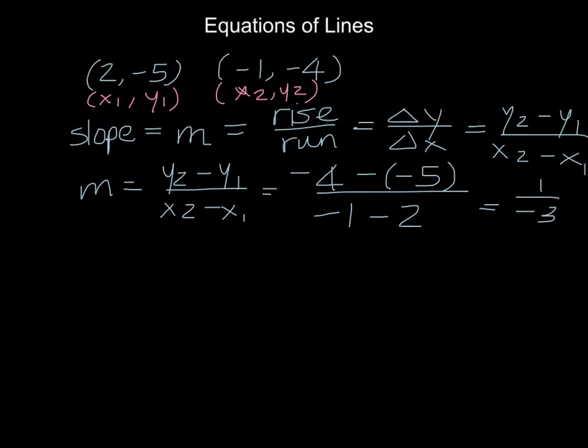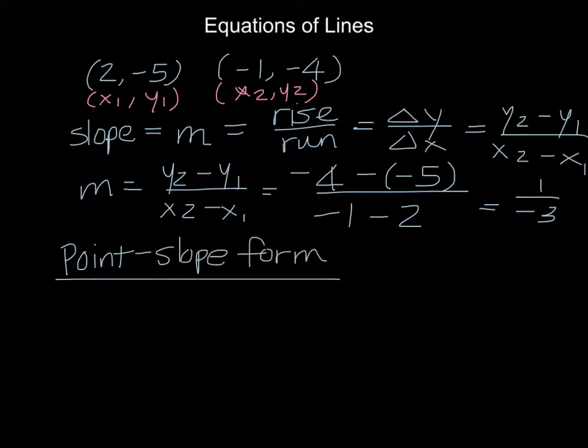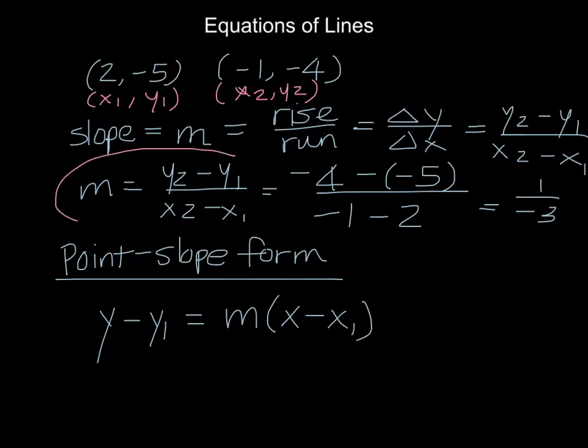To get the equation of the line, we first need to determine what form we want it in. The first form that I want you to know is called the point-slope form. Now the point-slope form is given by y minus y1 equals the slope m times (x minus x1). And if you look closely, it is just the definition of the slope reconfigured to look like that. And so it really is based on the slope formula.